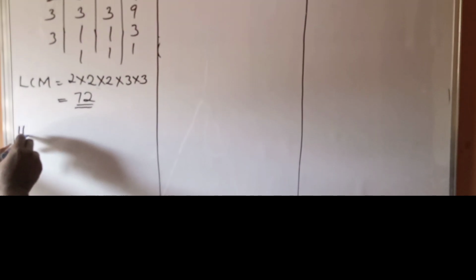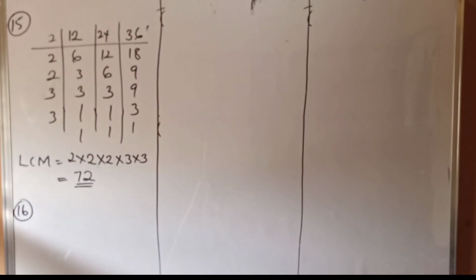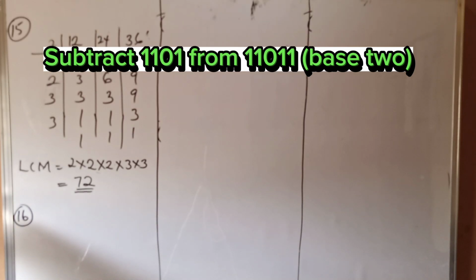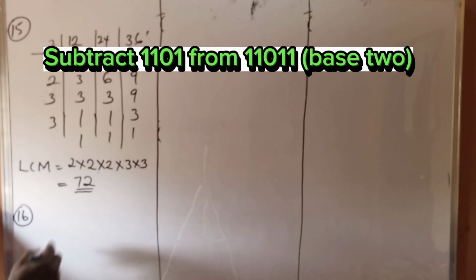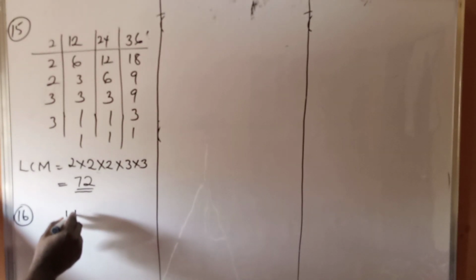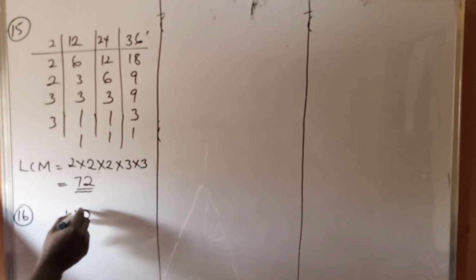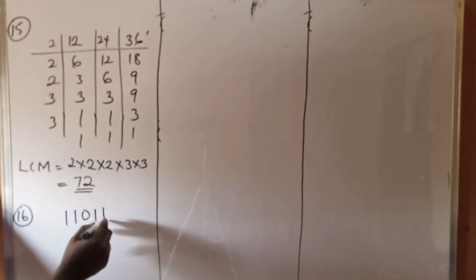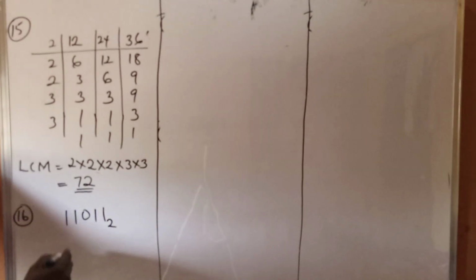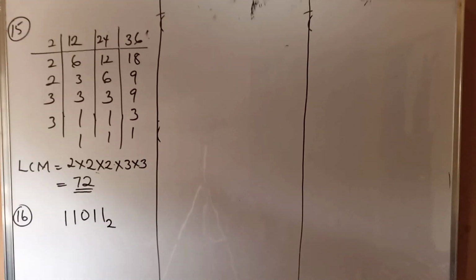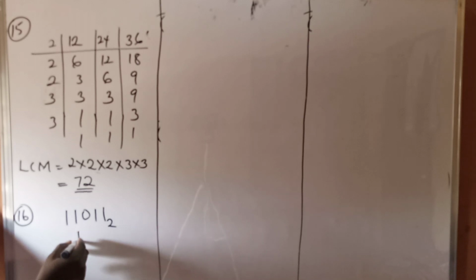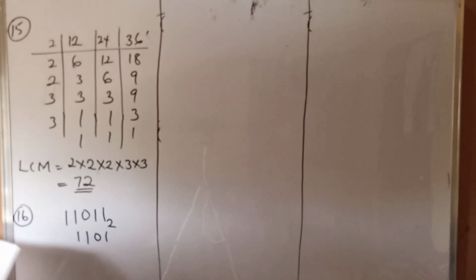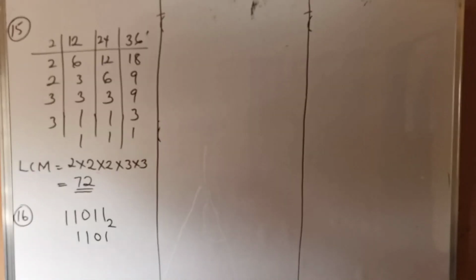Number 16. Subtract 1101 from 11011. So this will be the highest. This is subtraction of numbers, everything in base 2. Subtraction of binary numbers. So minus 1101. So what you notice here is this.